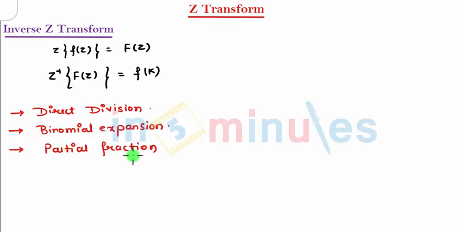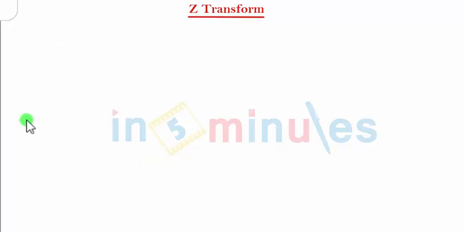Now, in inverse ZT, it is very important that whenever we need to find the inverse ZT, we should know the ROC of that F of z, or else it will be difficult to find. I'll be starting with my first method, that is the direct division method.